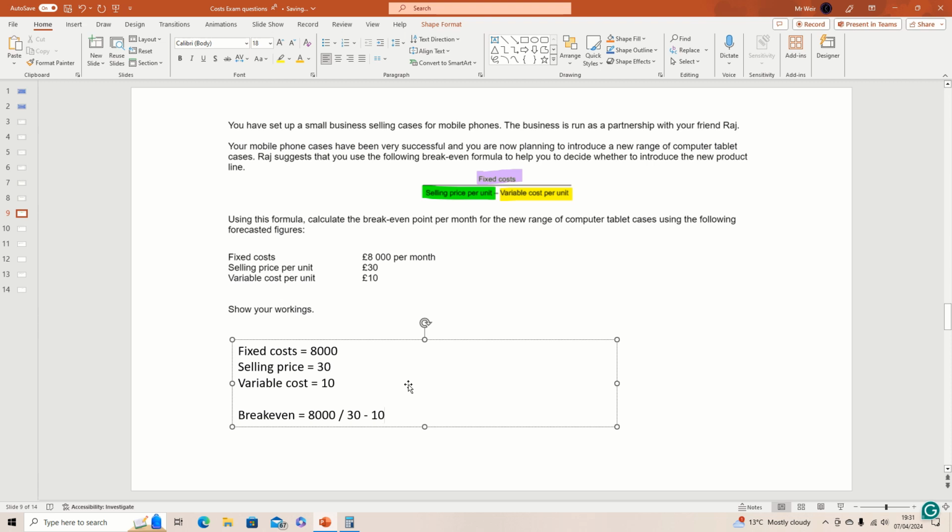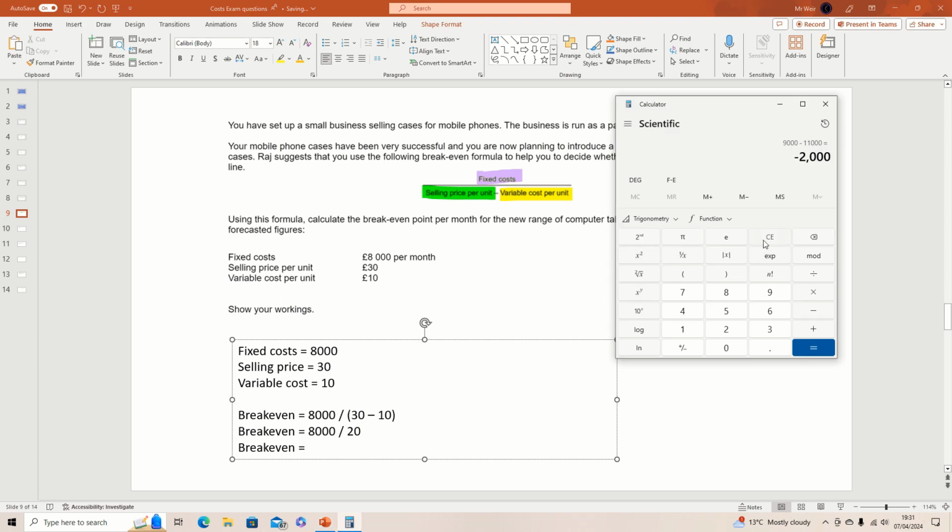Now this bit is really, really important that you work out the bottom half of this formula first. So we need to work out 30 minus the 10. If you put it into the calculator without working out that first, it will divide 8,000 by 30 and then subtract 10 at the end. So that's a really common mistake that people make. Now we can use these particular values. So it's 8,000 divided by 20. 30 minus 10 is 20. And then we can put that into the calculator and we know the answer.